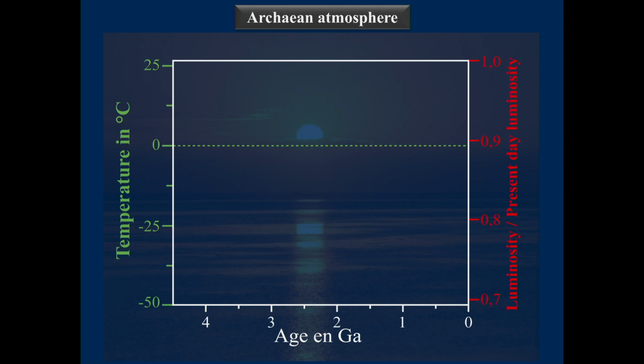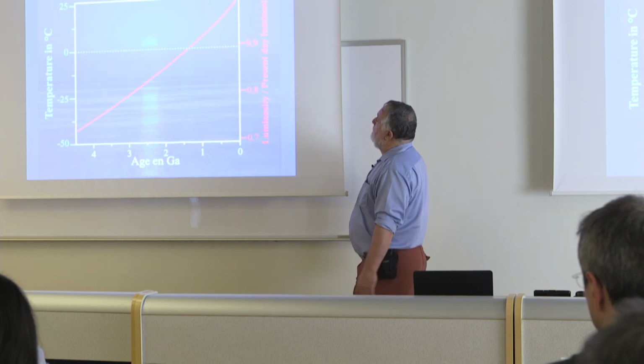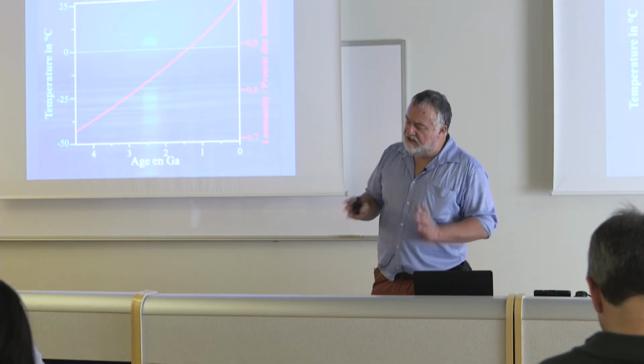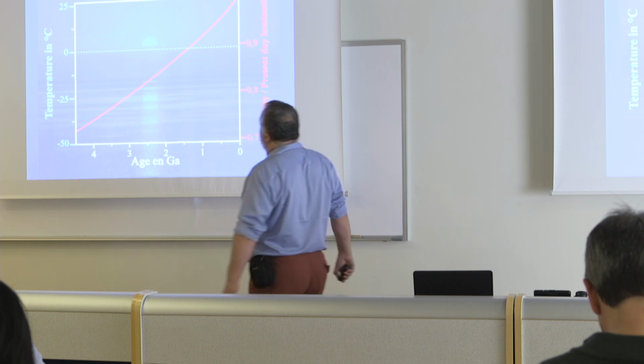Now, another point that I would like to address is the activity of the sun. So here is time, and here is the luminosity of the sun divided by the present day luminosity. And so what you know is that 4 billion years ago, the sun was, let us say, colder than it is today. Its luminosity was about 30% less than it is today. So, in other words, our planet receives less energy from the sun than it receives today.